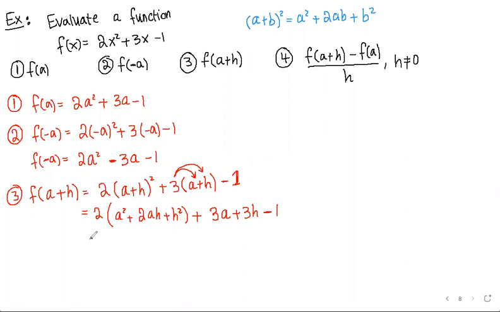Let's simplify it more. I get 2a squared. Let me distribute the 2 inside all the parentheses. So 2a squared plus 4ah plus 2h squared, plus 3a plus 3h minus 1.